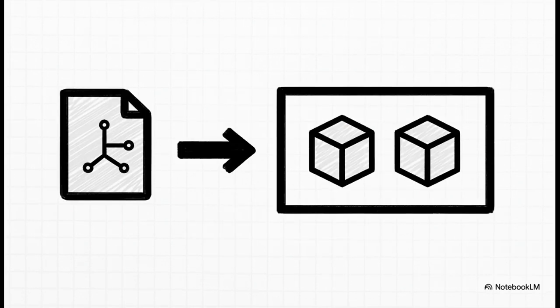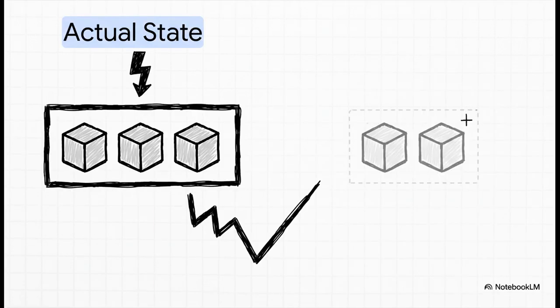Okay, let's make this super concrete. Let's say our config file, our source of truth in Git, clearly states we need 2 copies, 2 replicas of our application running to handle the normal traffic. But then, boom, a sudden spike in traffic. An engineer, trying to keep the site from crashing, jumps in and manually scales up to 3 replicas. Phew, crisis averted.